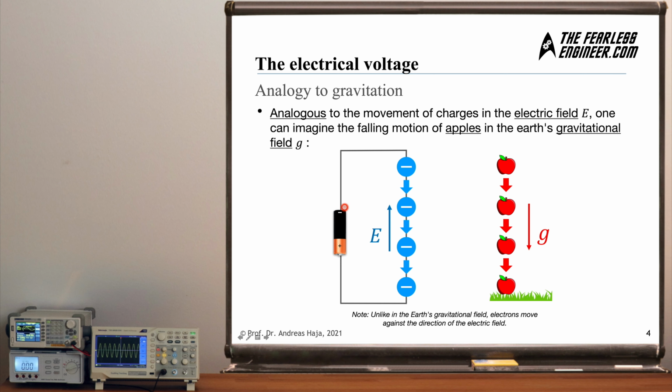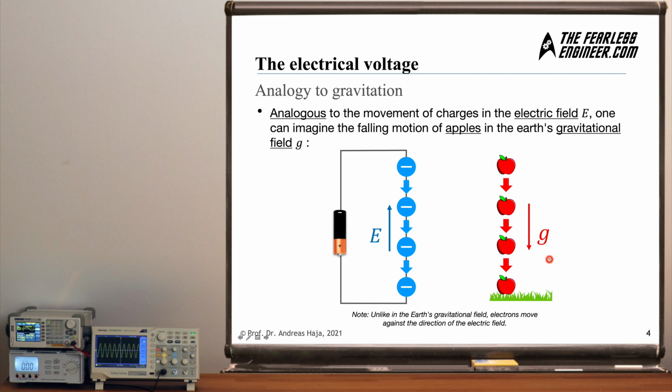Inside the negative terminal there's a surplus of electrons, inside the positive terminal there's a shortage of electrons, and this field propagates through a conductor, and inside the conductor the field causes a Coulomb force to push away charges from the positive and pull charges towards the negative terminal. So the field E is the cause for moving electrons.